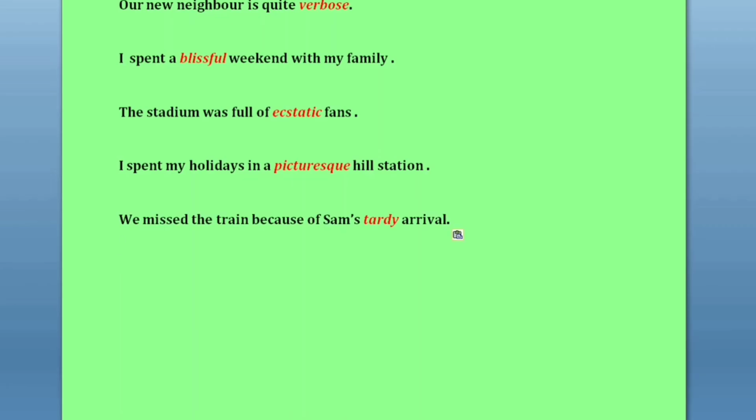So up next we see the next example, how to use blissful. As you see on your screen, I spent a blissful weekend with my family. And up next we can also use ecstatic. The stadium was full of ecstatic fans. That means extremely happy or very happy fans, right?